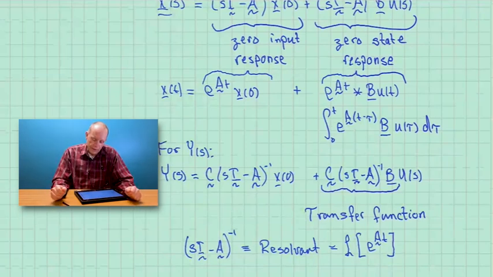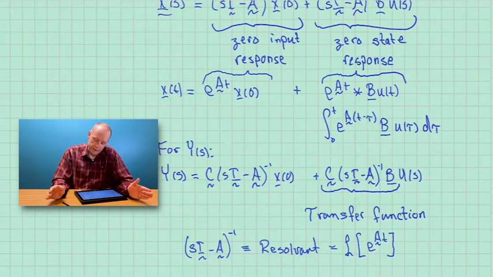So I hope this helps you understand the 0 input and the 0 state response. The (sI minus A) inverse is called the resolvent, and e to the At is called the state transition matrix.